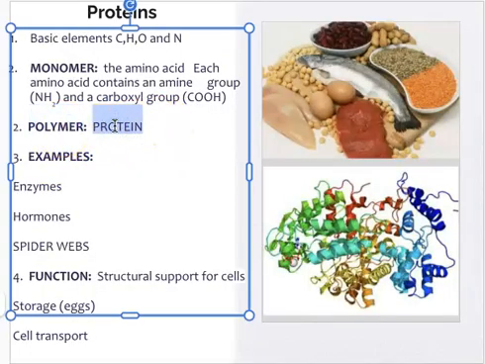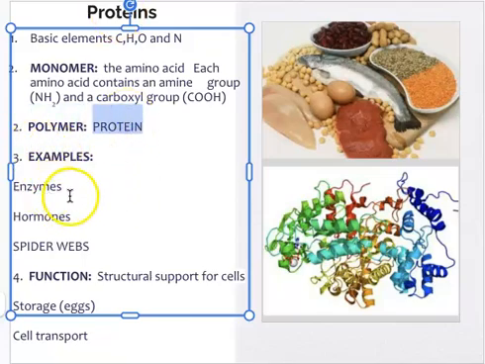So remember, the polymer of a carbohydrate is a polysaccharide, and lipids again don't really have polymers, but if you were to say it was a polymer, it would be like the triglycerides or the fatty acids, something like that. But the polymer for a protein is the protein.